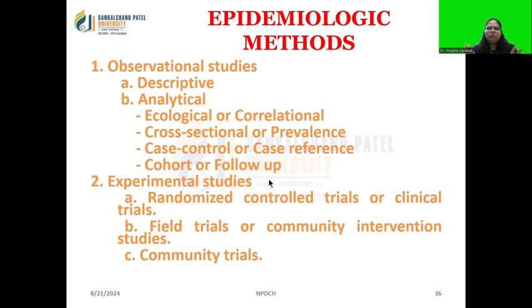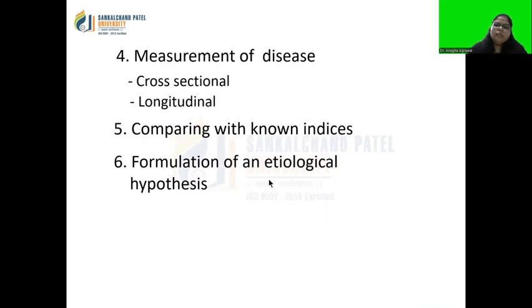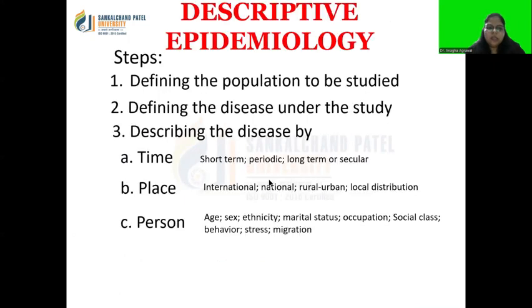So this was just a brief about all the epidemiological methods. Now we'll be going one by one. The very first observational study is the descriptive study, or descriptive observational study. So what are the steps? They are defining the population to be studied, defining the disease under study, describing the disease by time, place, and person, measurement of the disease through a cross-sectional or longitudinal study, comparing with the known indices, and formulation of an etiological hypothesis. So, one by one, defining the population to be studied.